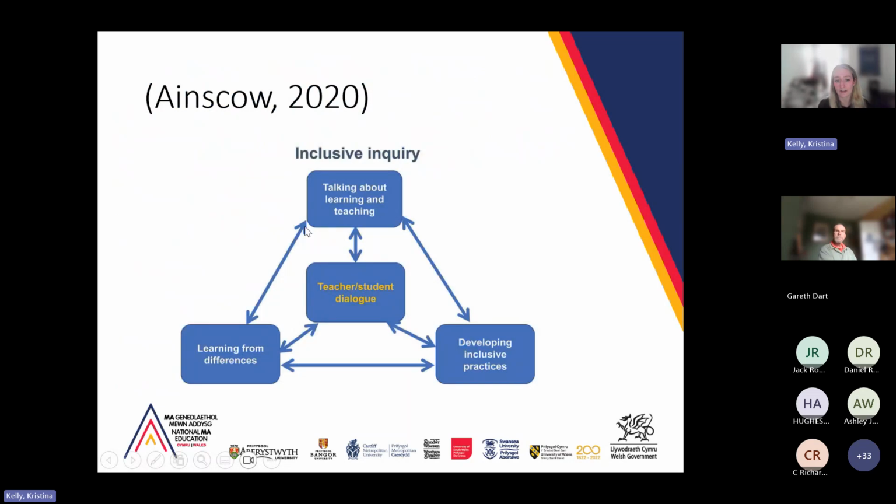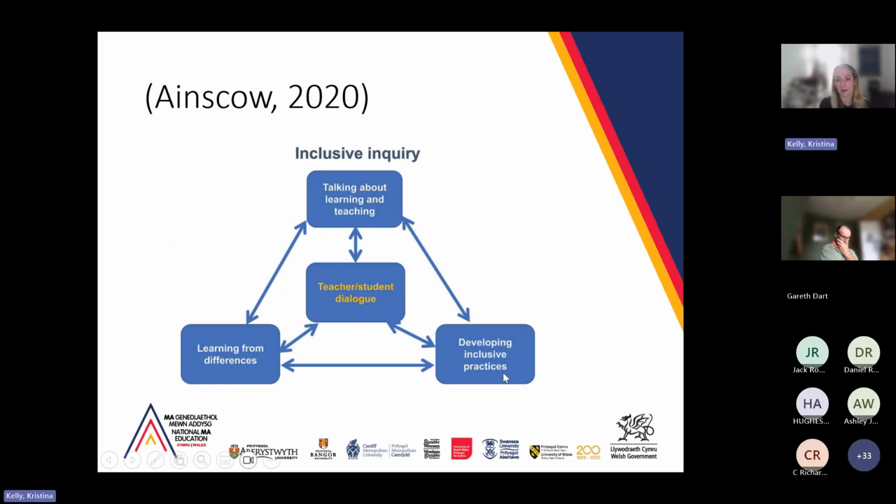This is also from Ainscough. So this is the same journal article I was talking about just now, and I've lifted it directly from there because I think it really encapsulates everything we've spoken about so far. So if we think about inclusion being in the middle there, and if you look at the top point here, really talking about learning and teaching, unpicking what's working really well, what the individual child or young person needs, and really reflecting on our own teaching practices as well.